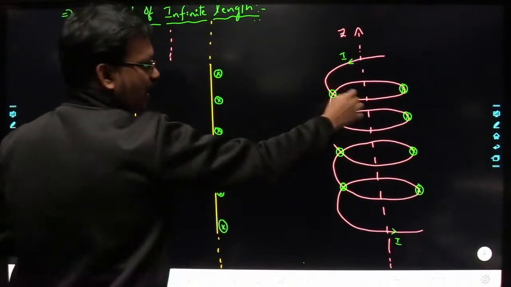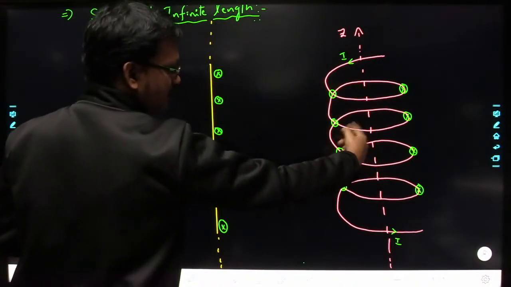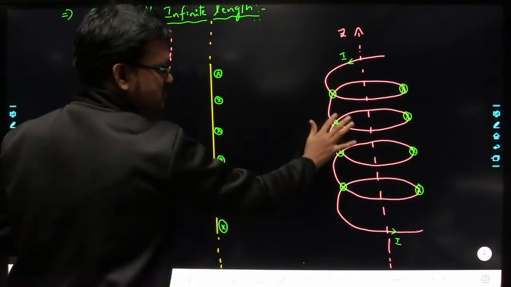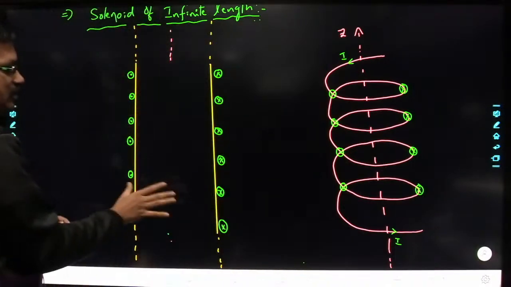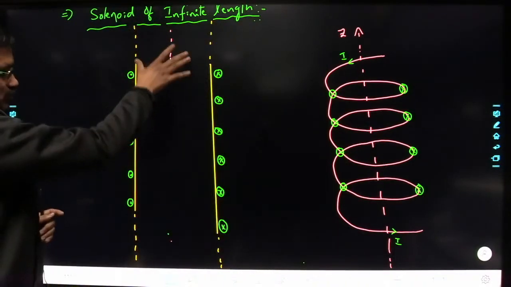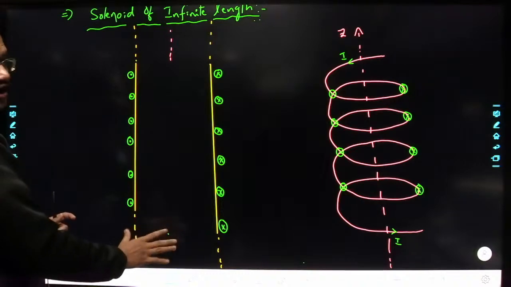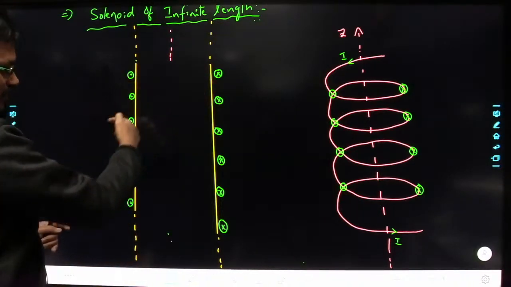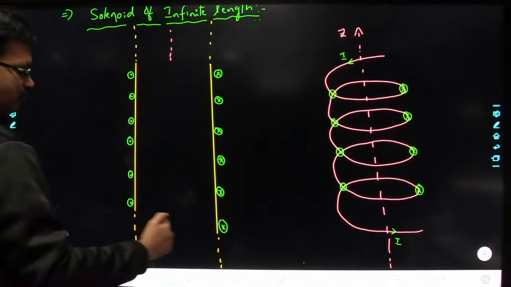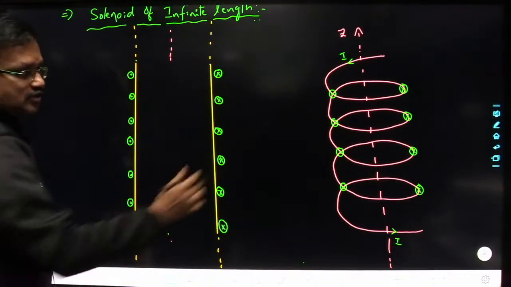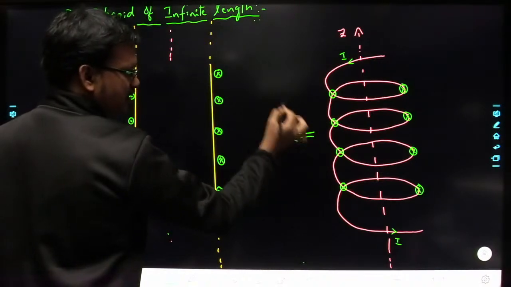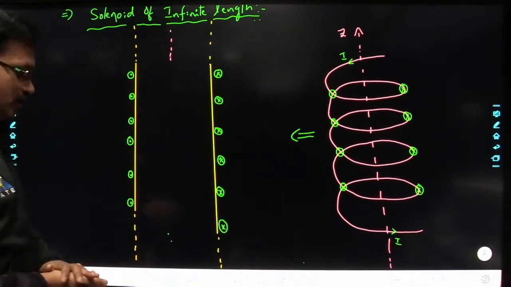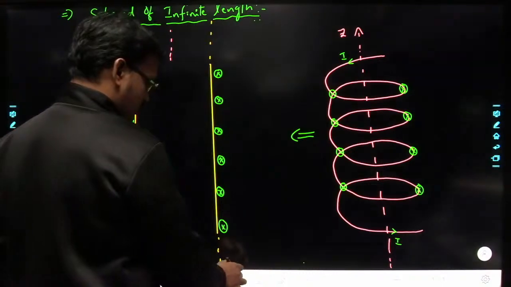I am not representing the total diagram here, I am just representing the current elements. You have to assume this as a solenoid of infinite length, and the current is flowing in the anti-clockwise direction in this manner. The same diagram I am representing in this manner. That's it. Hope you have understood this.